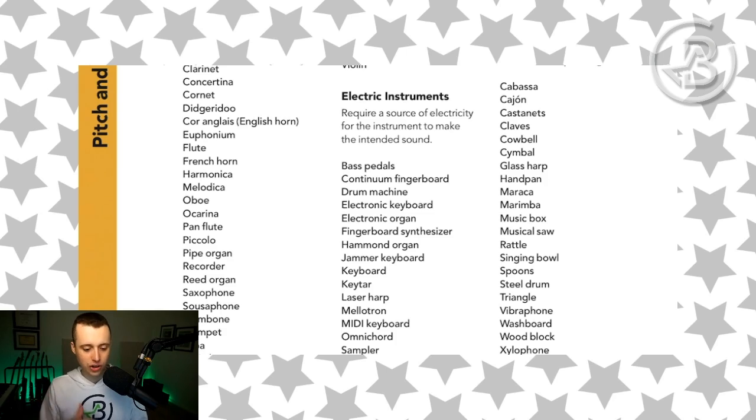So, electric instruments would be like an electric guitar, or a MIDI keyboard, or a sampler, or a theremin. If you don't know what a theremin is, go ahead and check out some YouTube videos of that after this lesson. Or, for example, a turntable when you're listening to music on vinyl, or a DJ is using a turntable to create music and mixes in real time.